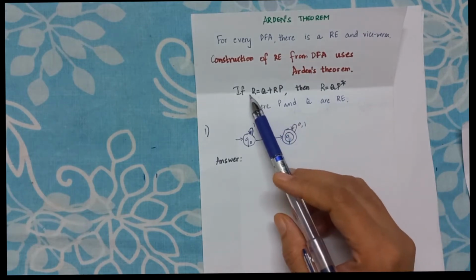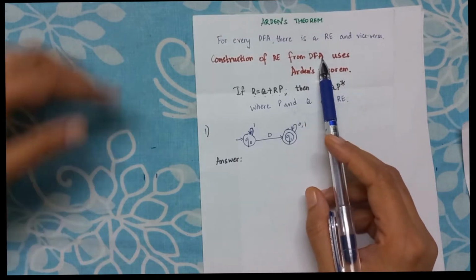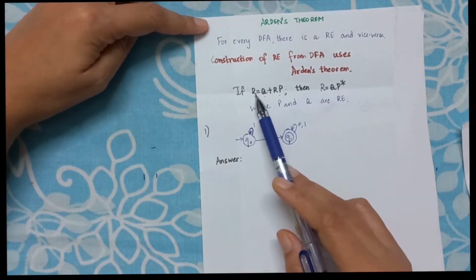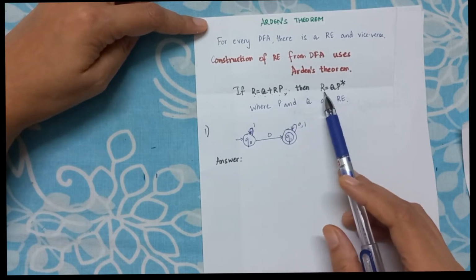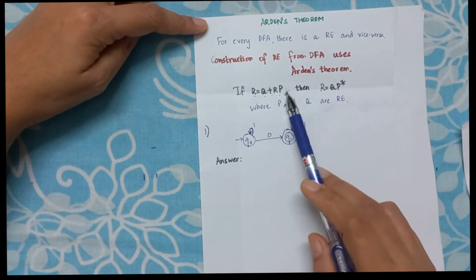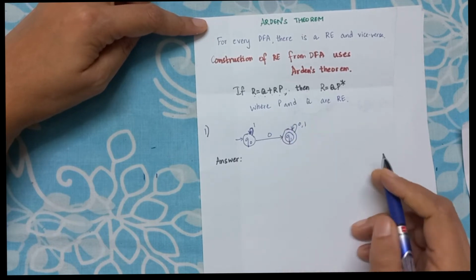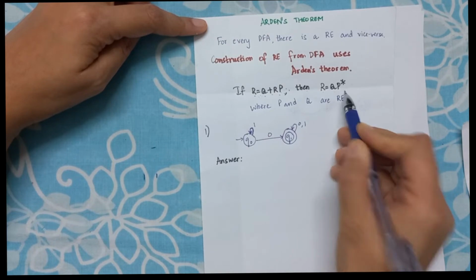Arden's theorem tells us that if I have the equation in the form R is equal to Q plus RP, then I can rewrite it as R is equal to QP star, where P and Q are regular expressions. Okay. So now how do I implement this Arden's theorem? This is the statement for Arden's theorem.